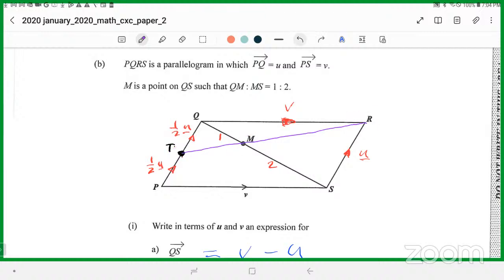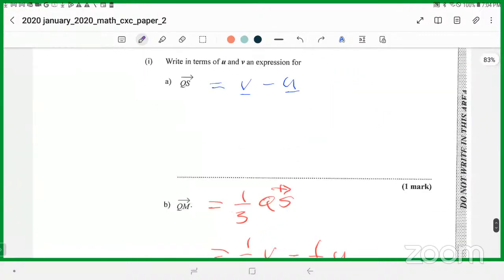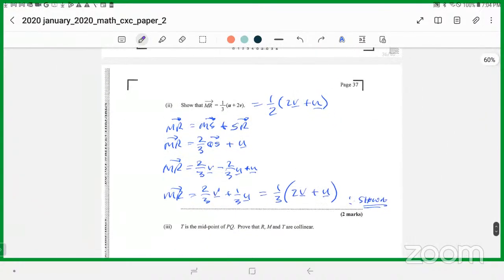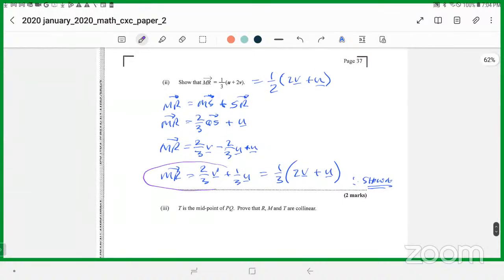So to show that 3 points are collinear, to show that there are 2 vectors between the 3 points and a common point. 2 parallel vectors. 2 parallel vectors between the 3 points. Now remember, we have a vector from M to R already, you know. See there? We just found it. It's this one. I'm going to use that one. I'm going to use this factorized one.